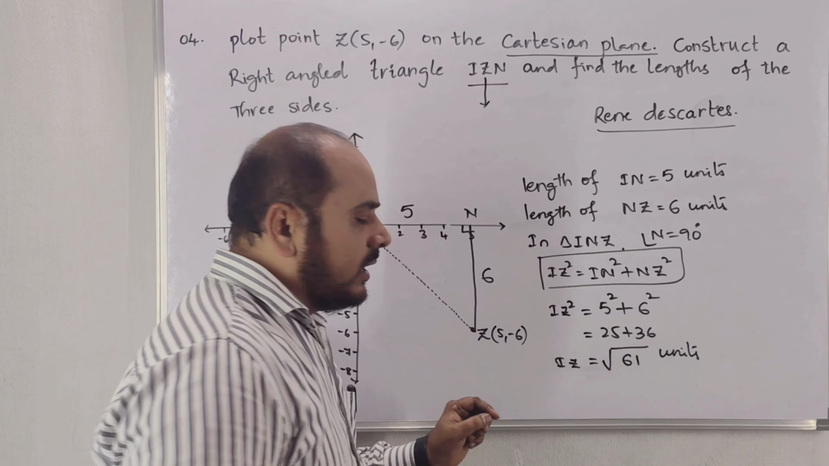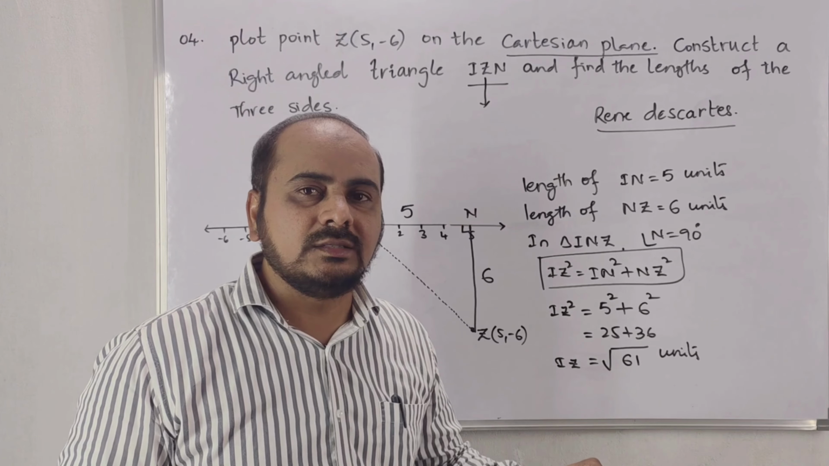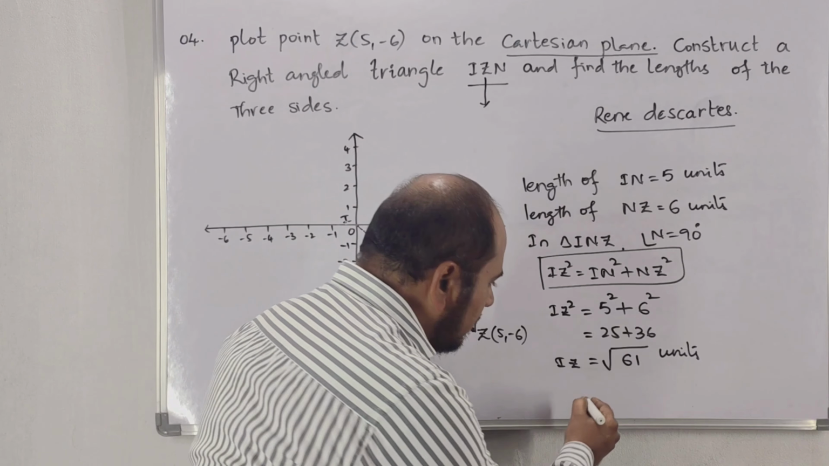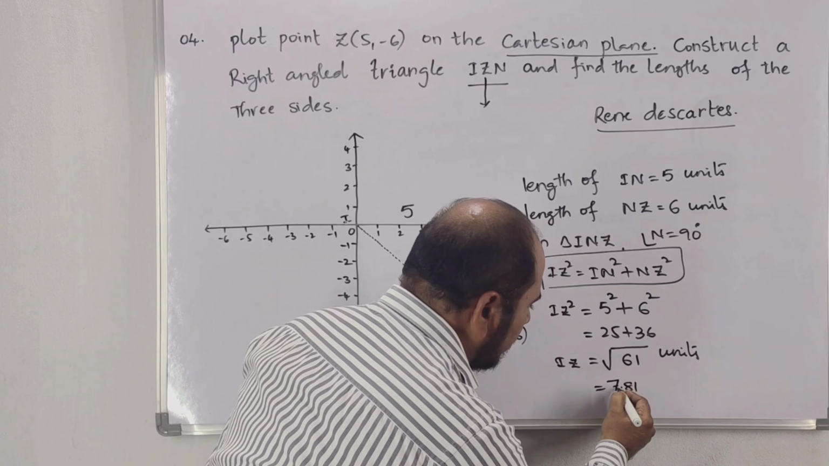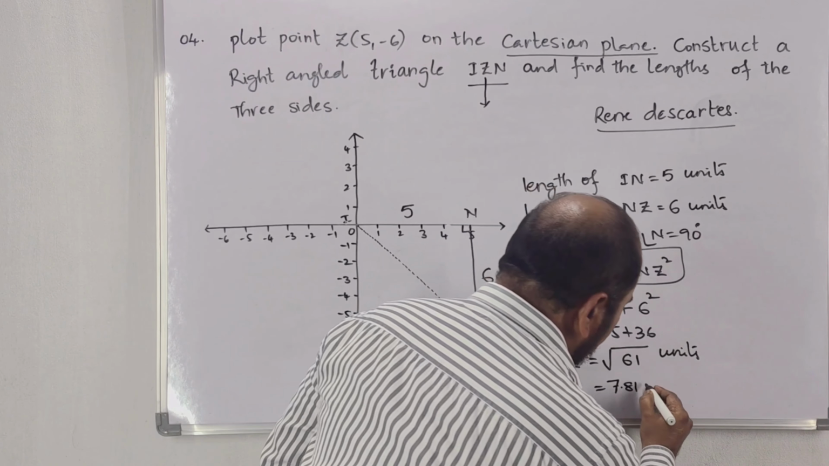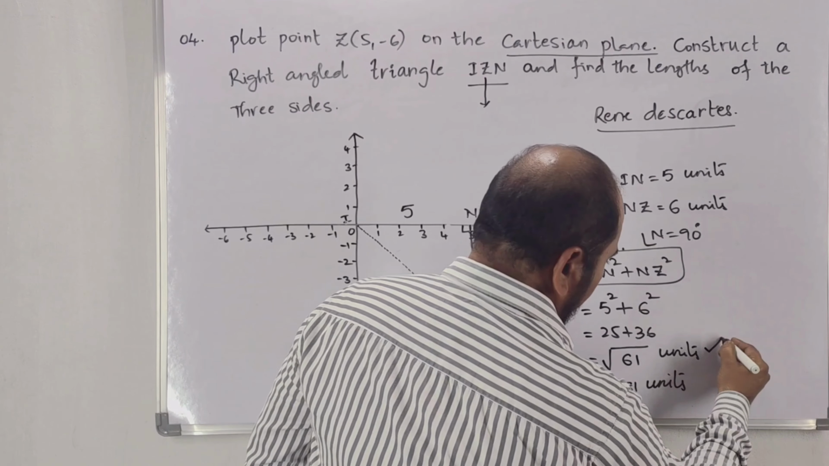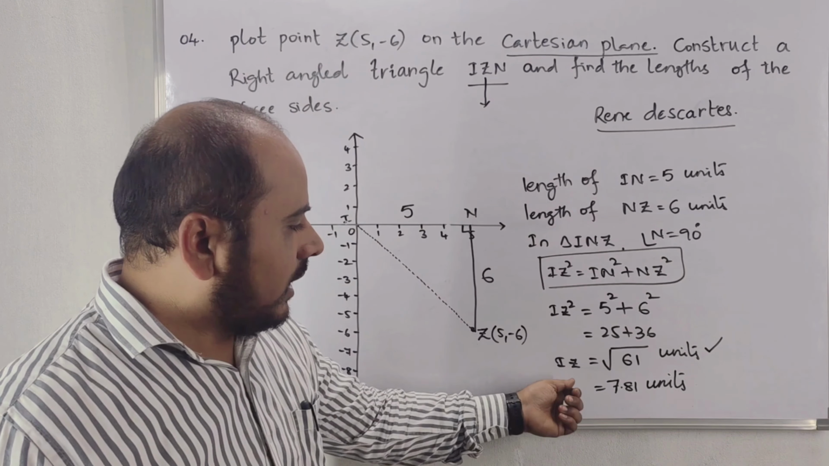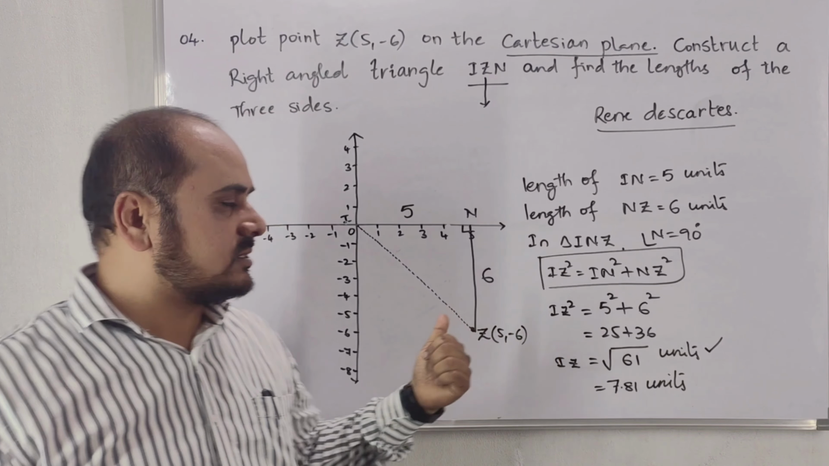That's it, my dear. Till here you can complete the solution. If you want to find the answer, then you can write 7.81 units, my dear. If you do not understand, you can stop at IZ is equal to root 61 units approximately. That's it. Hope you understand this problem.